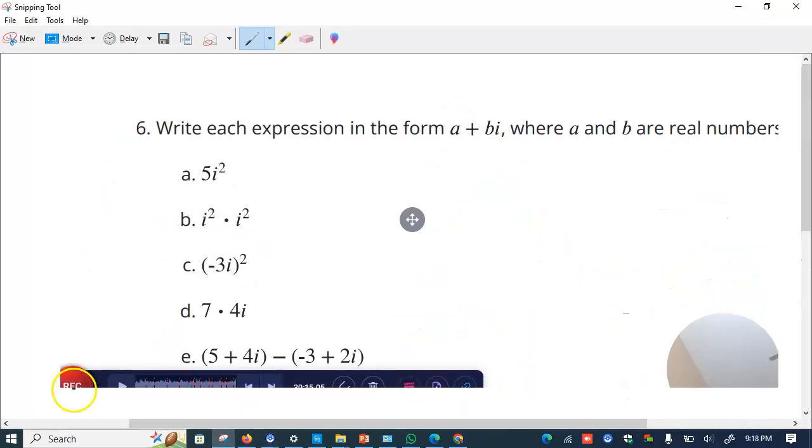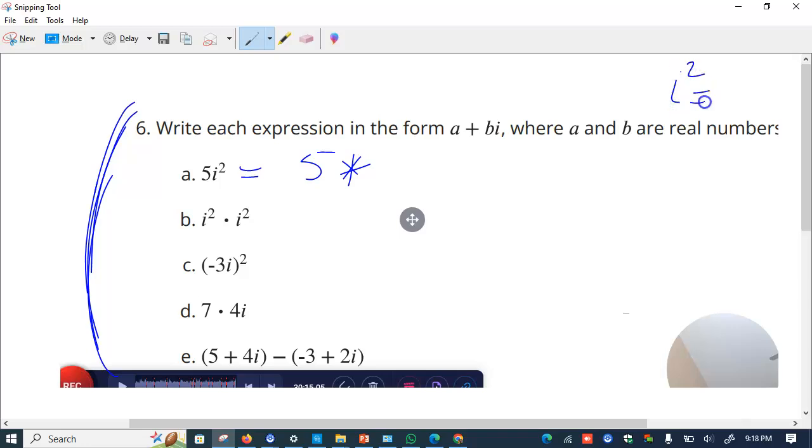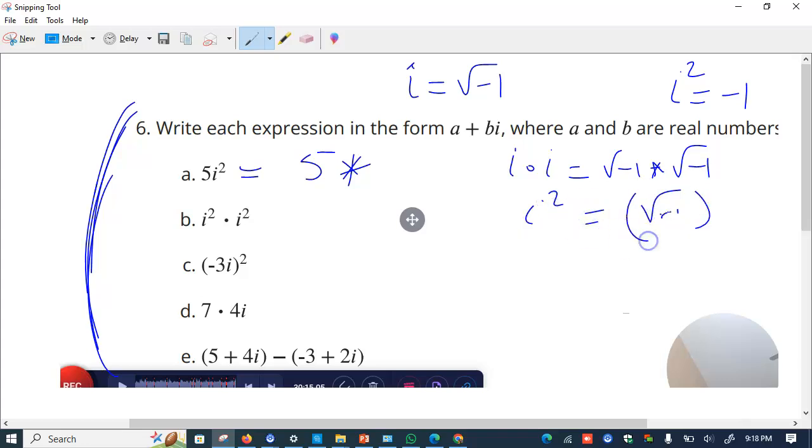Now, this is just a review because we are approaching the final test on Wednesday, Tuesday. So if you see, this means it is 5 times I square. Remember, I square is -1. You may wonder why. Because I is square root of -1. And if you multiply it by itself, it becomes I times I, which is square root of -1 times square root of -1, which is I square. And this is square root of -1 squared, and that's why I square is -1. So this is -1, which is -5.